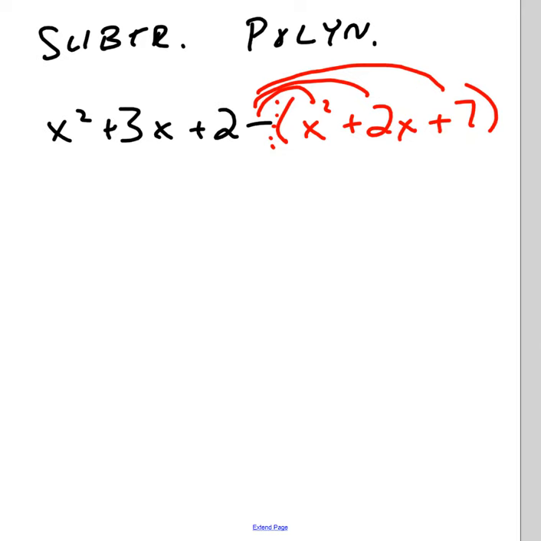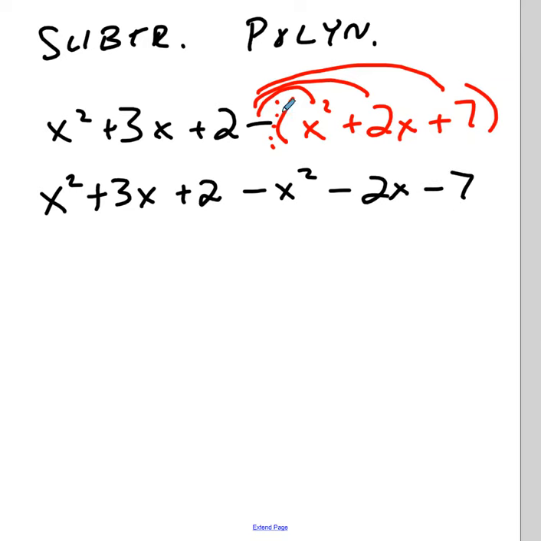So what happens to my x squared plus 3x plus 2? X squared plus 3x plus 2 stays the same because it's not really changing. We're subtracting this polynomial. That means we've got to multiply this negative 1 times everything inside the polynomial. Negative 1 times positive x squared, negative x squared. Negative 1 times positive 2x, negative 2x. Negative 1 times positive 7, negative 7.